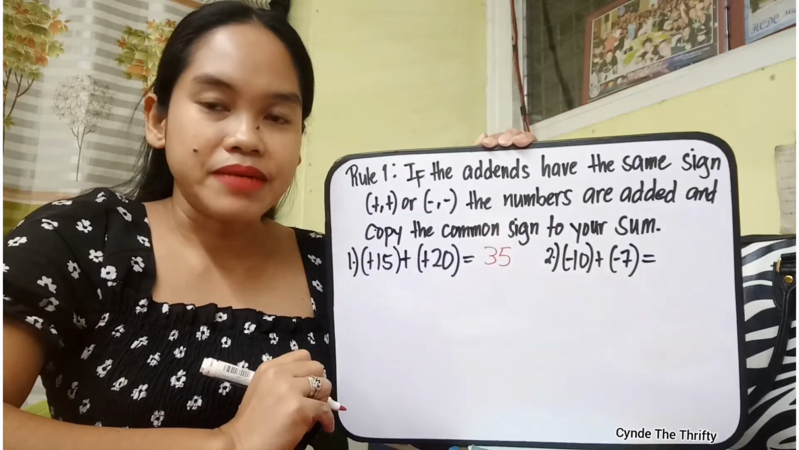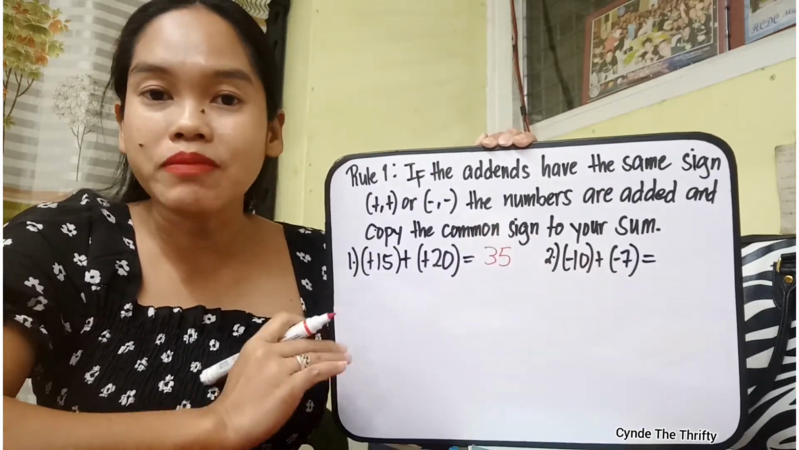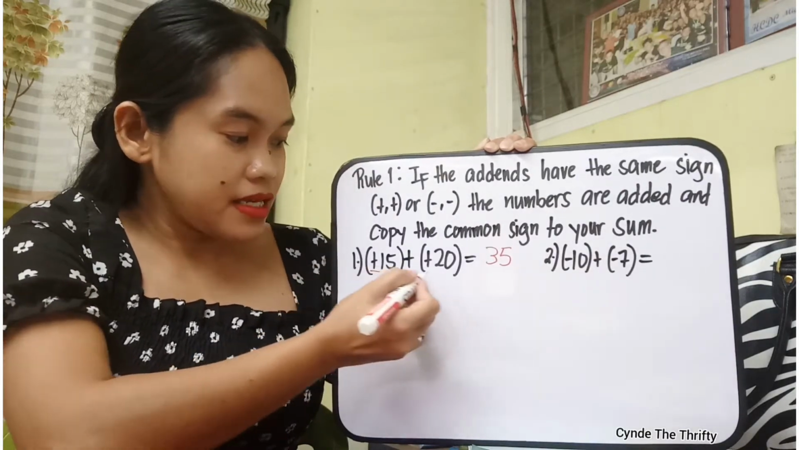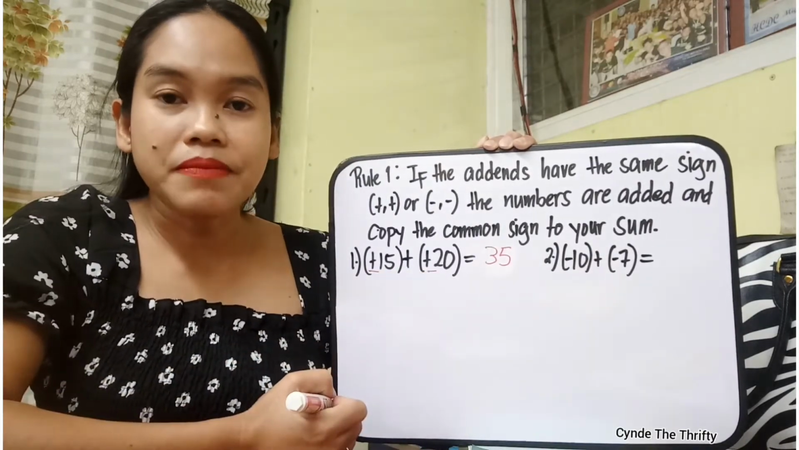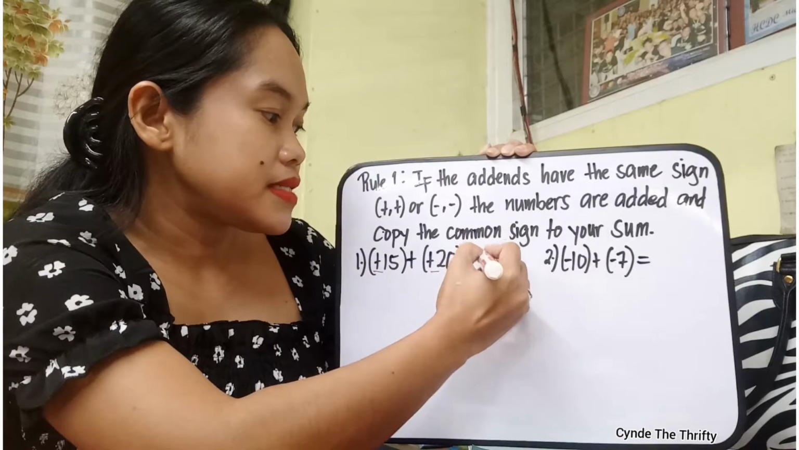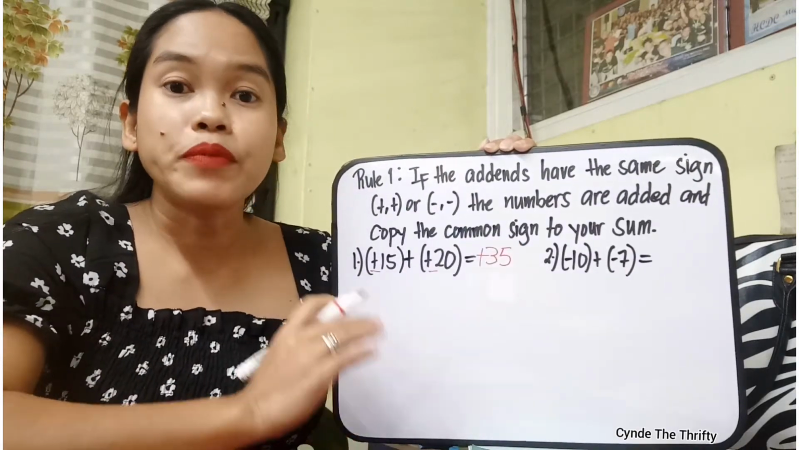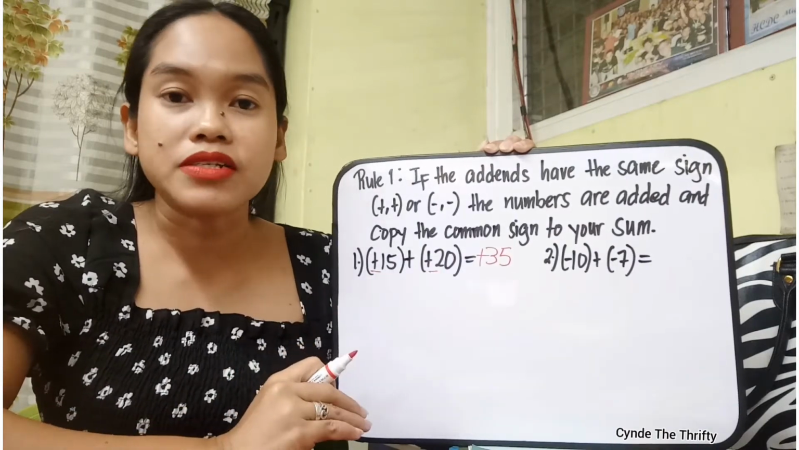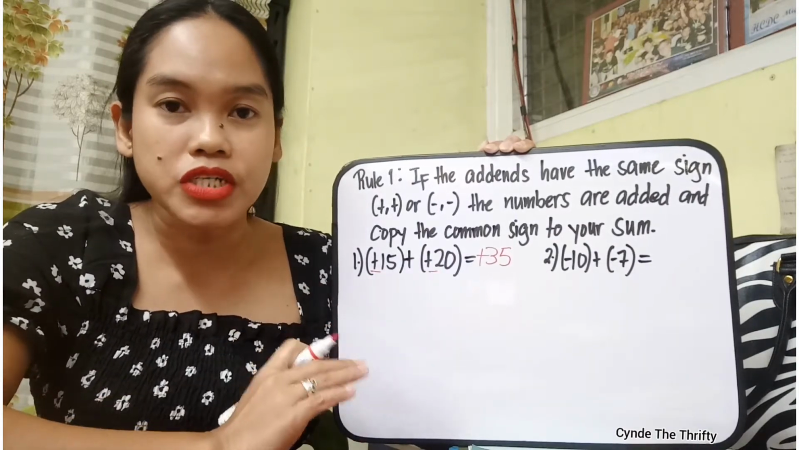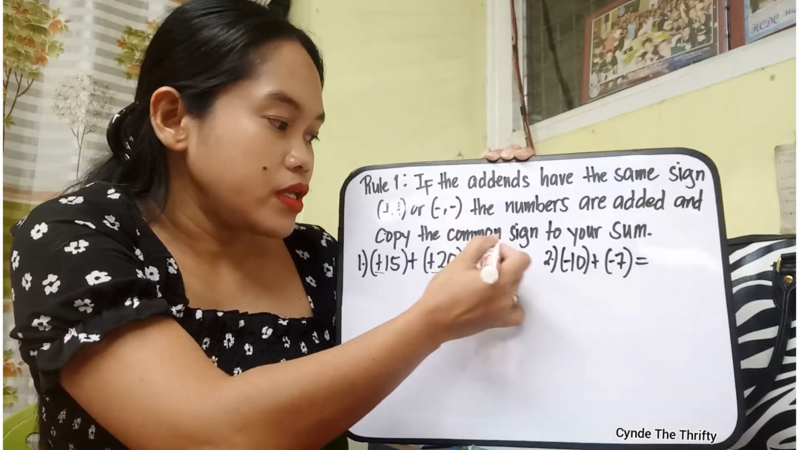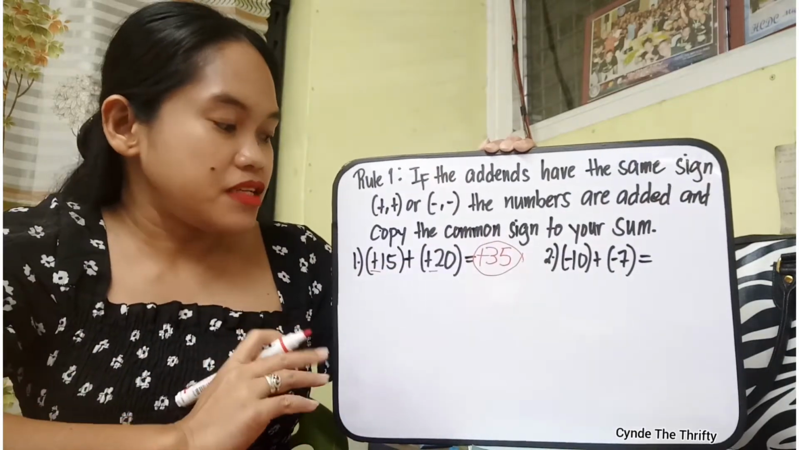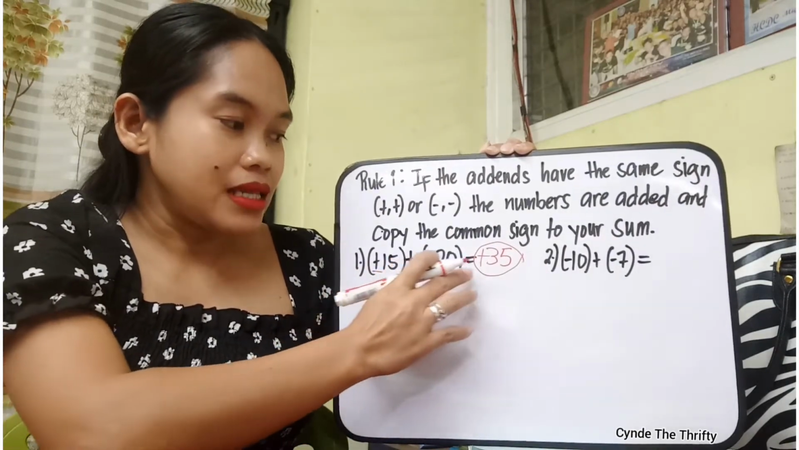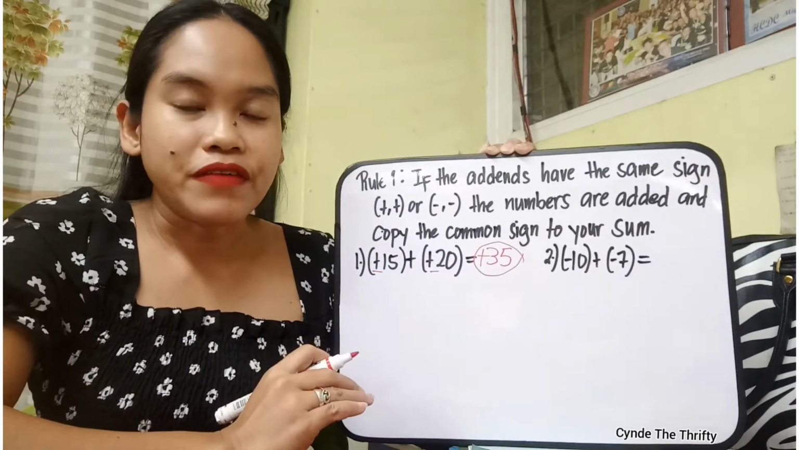Ayan, kita ba yung 35? So 35. And ano yung common sign nila? So positive and positive. Ibig sabihin, ang sagot natin is positive 35. Or pwede nyo rin hindi na isulat itong positive sign. Kasi ang mga numbers na walang nakasulat na sign, automatic na yun siya considered as positive. So, ito na yung sagot natin sa positive 15 plus positive 20 is equal to positive 35.